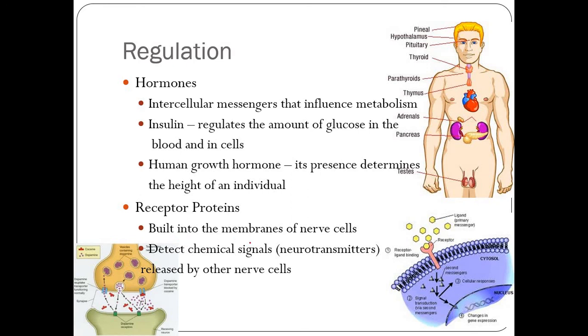Okay. So built into the membranes of nerve cells. So they are on the membrane. So they are the ones that receive the stimulus. Stimulus and response. So these proteins are the ones that detect the chemical signals. So that's why they're called neurotransmitters, or the neurotransmitters that are released by other nerve cells. So from one nerve cell to another nerve cell, receptor proteins are needed to transmit the chemical signal that is released by one nerve cell to pass on to the other nerve cell. Right?